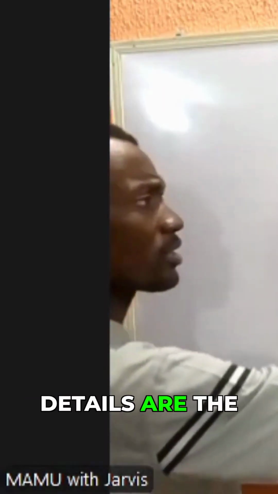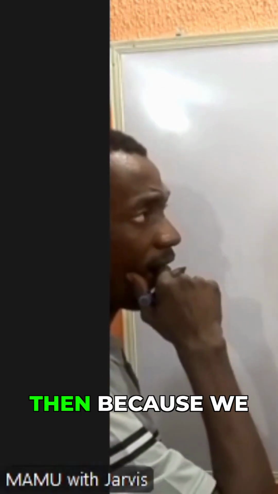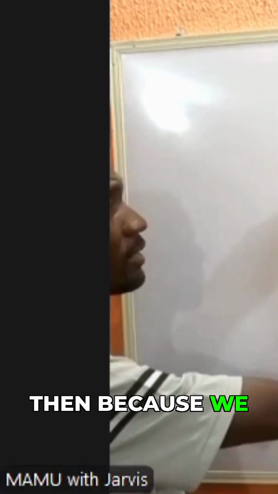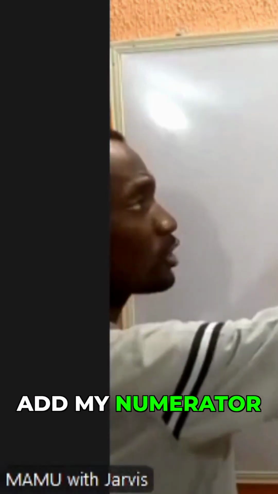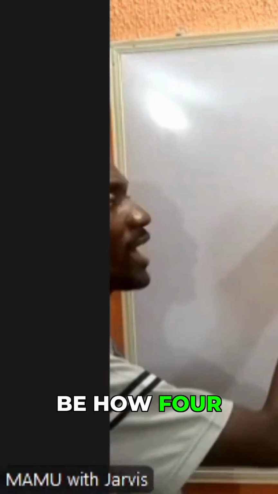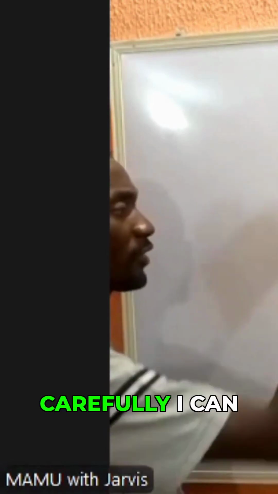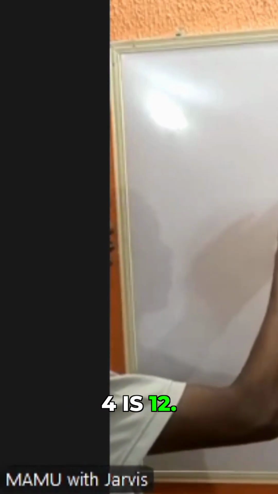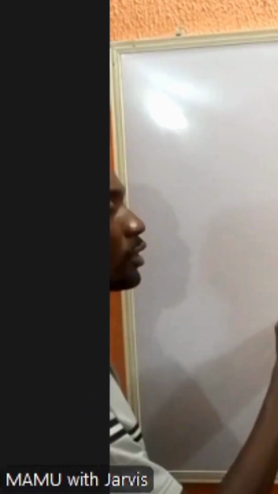Okay, the denominators are the same. So another student can say, okay, I'm going to start with 4, because we said that to add, the denominators must be the same. Then I add my numerators. This will give me 14. Then the next thing I'll check is how many 4s can I get from 14? If I check carefully, I can get up to 3, and 3 times 4 is 12. So I can take 12 away from 14 and be left with what? 2/4.